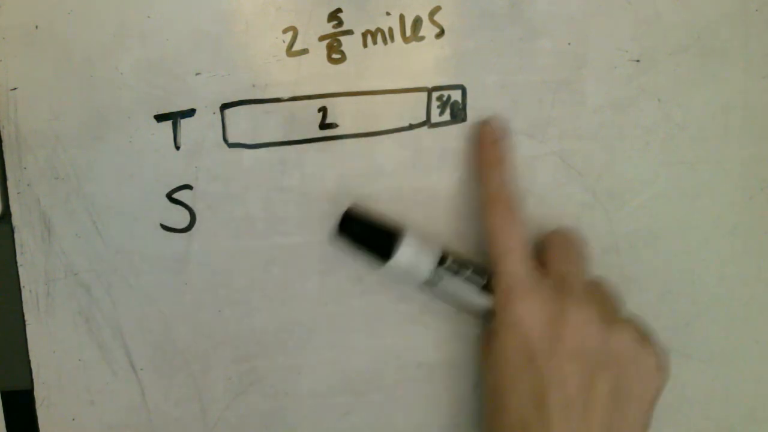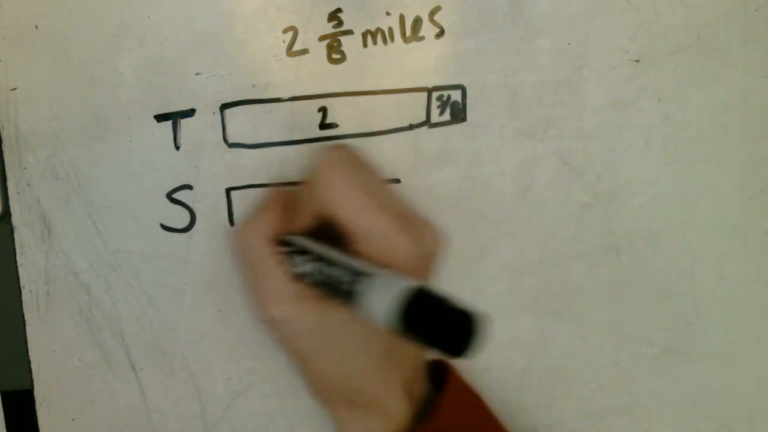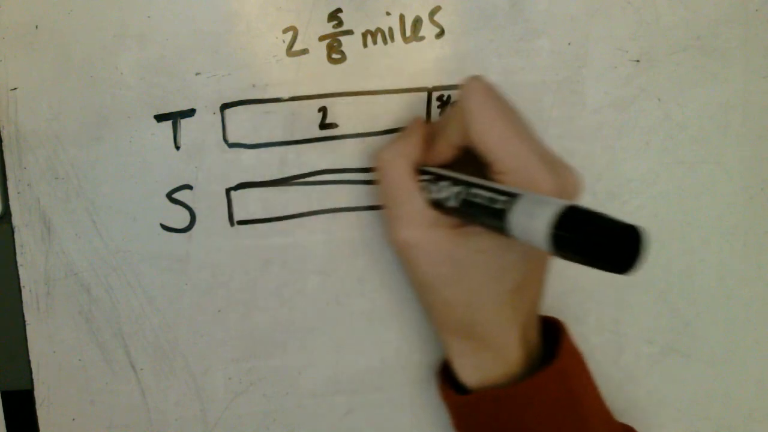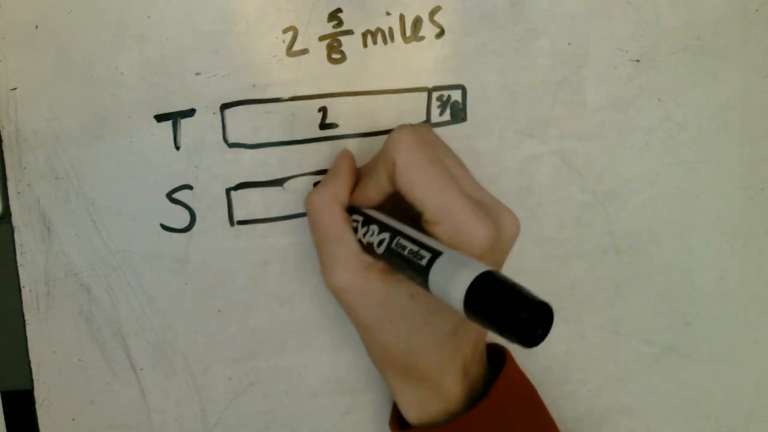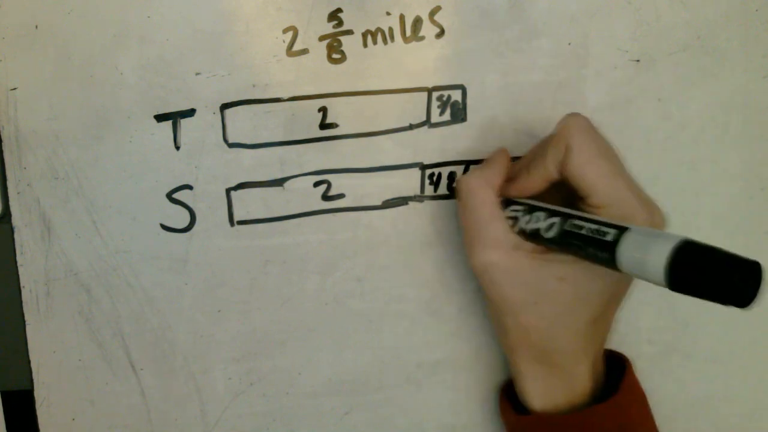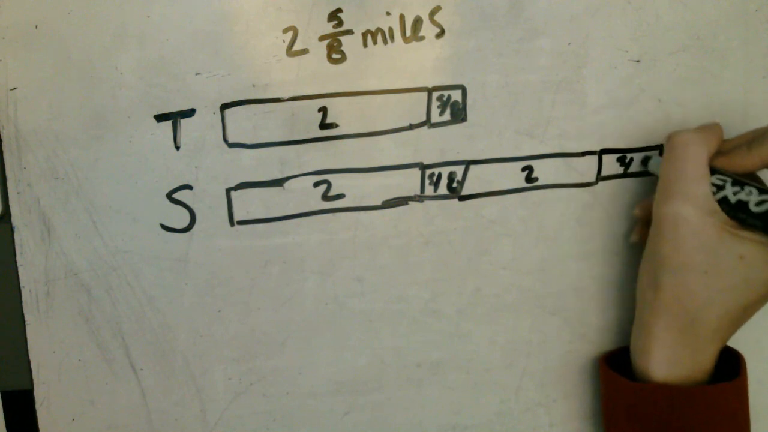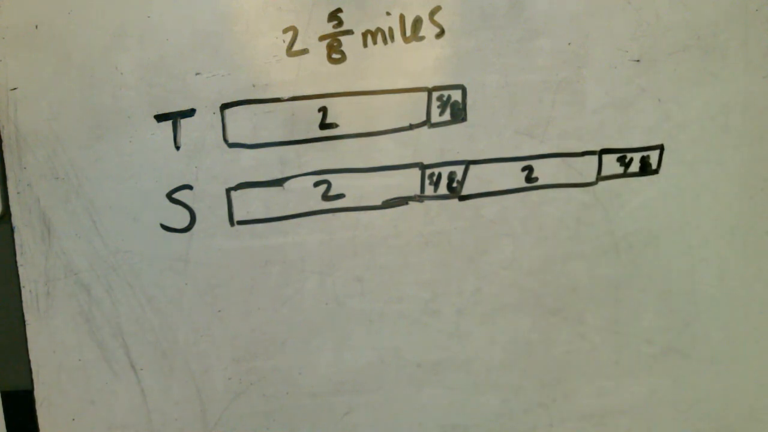So I'm going to take how much Tamika ran and I'm going to draw that twice for her sister. So she ran, my box was a little wonky, 2 5/8, but she did it 2 times. So I'm going to draw another box and 5/8. Now, there's different ways that we can solve this problem.